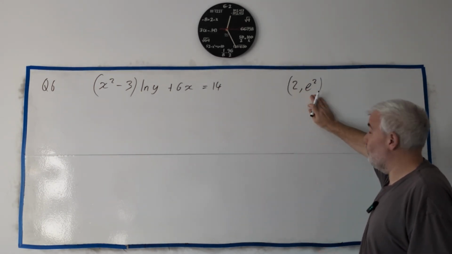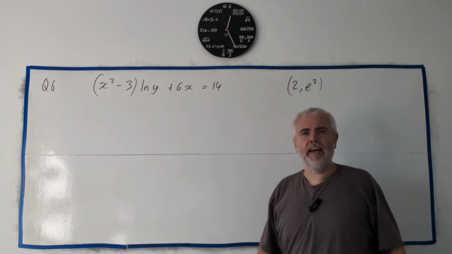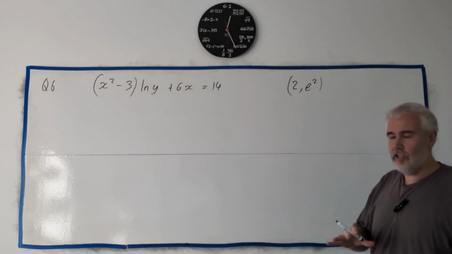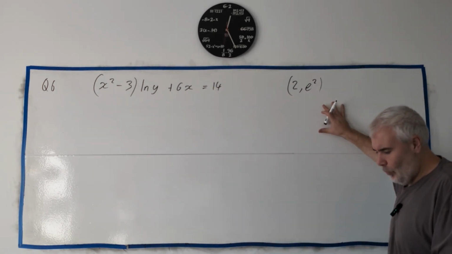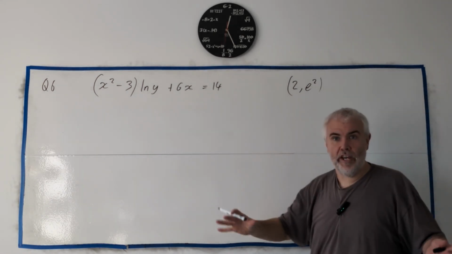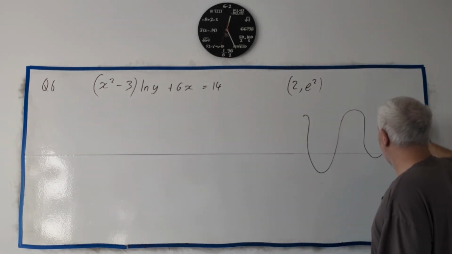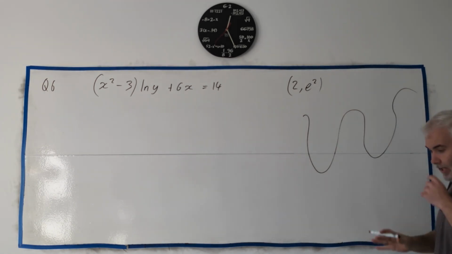So x is 2 and y is e squared. And they ask us to find the equation of a tangent to this curve at this point. Now, what does that mean? This curve looks strange. I have no idea what it looks like. Let's say it looks like this. I have no idea. I don't care.